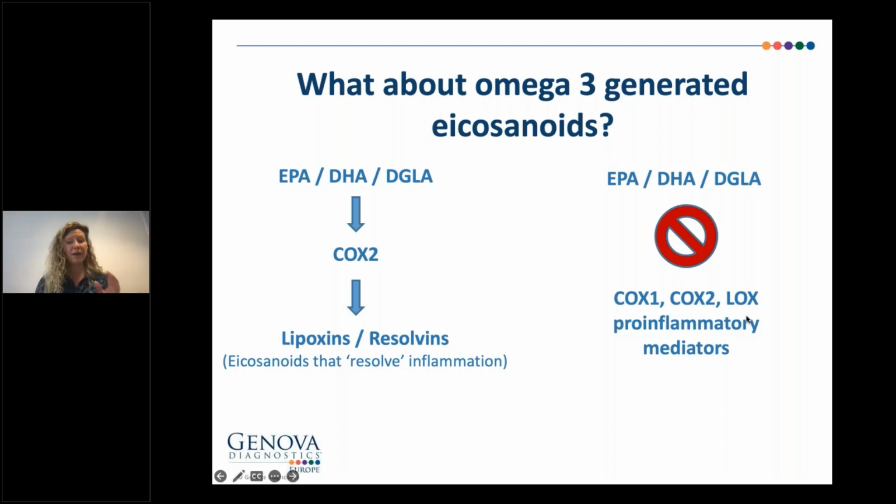And you'll also note that DGLA, as I mentioned before, is a potent COX and LOX inhibitor. So this is predominantly why it's such an important omega-6 fatty acid to have healthy levels of, and why we assess the delta-6 desaturase enzyme.